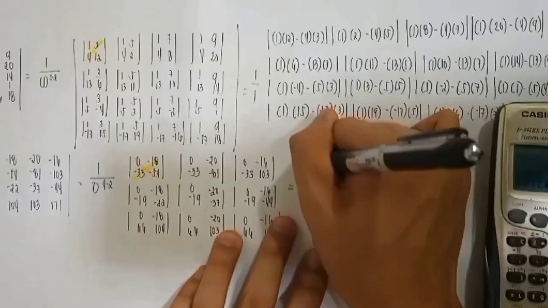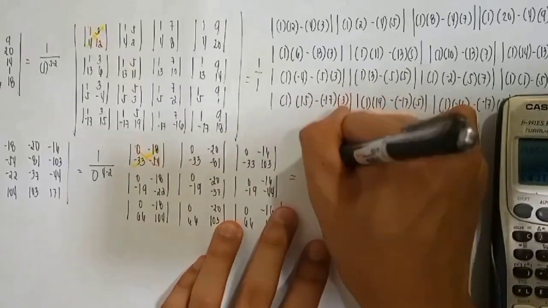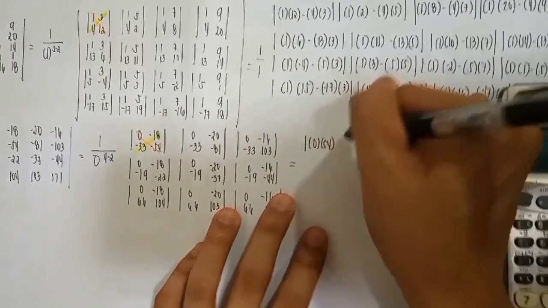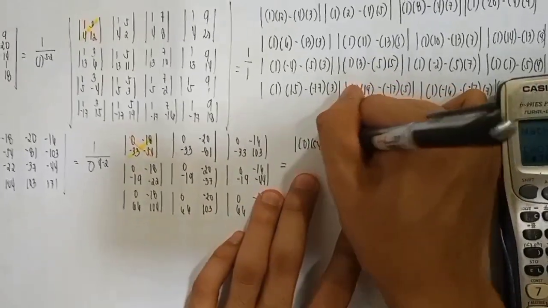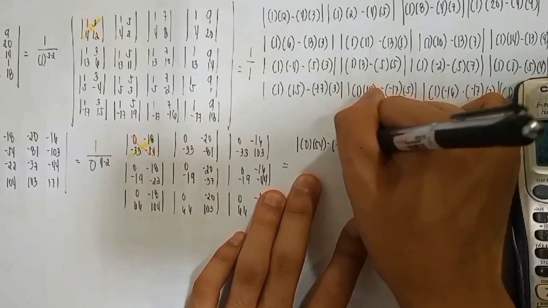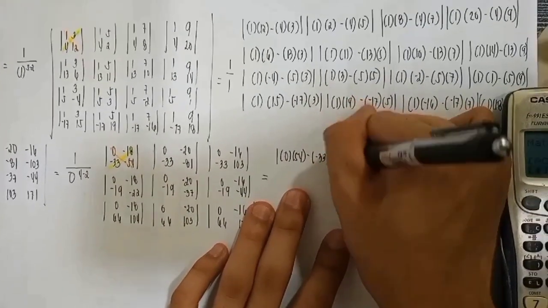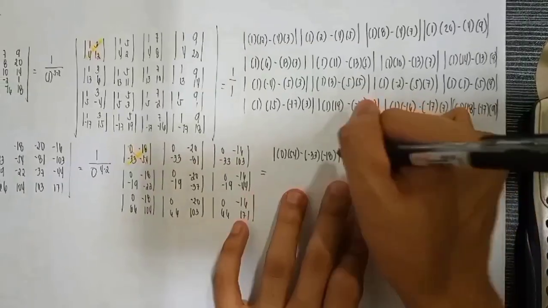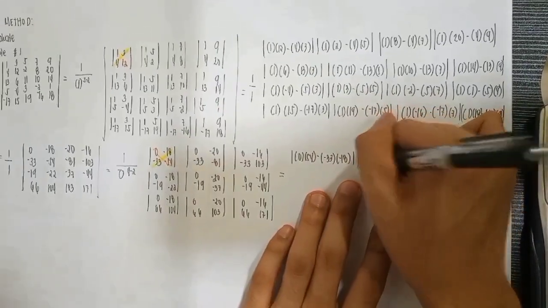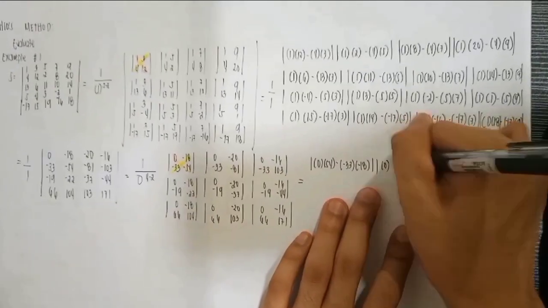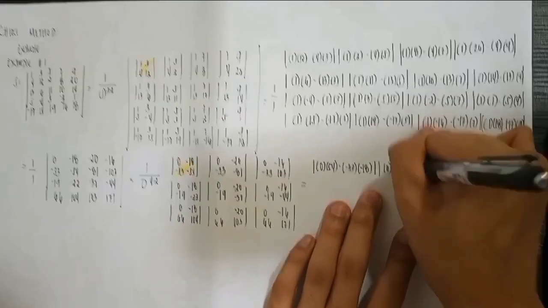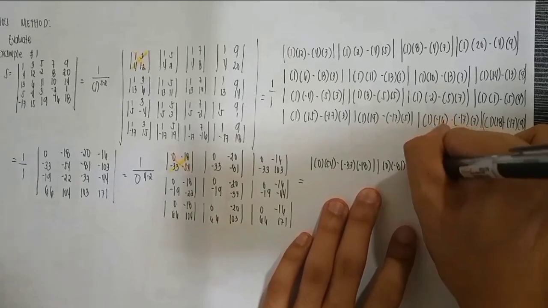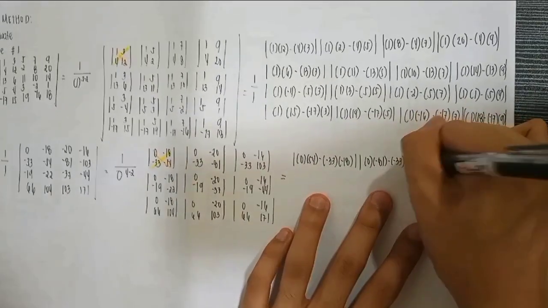After that, we need to find the minor. For instance, 0 multiplied by negative 54 minus negative 33 multiplied by negative 18, then 0 multiplied by negative 81 minus negative 33 multiplied by negative 20, also 0 multiplied by negative 103 minus negative 33 multiplied by negative 16. Same process for the next rows.